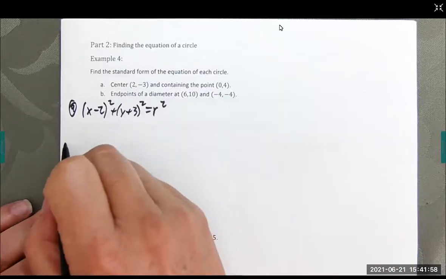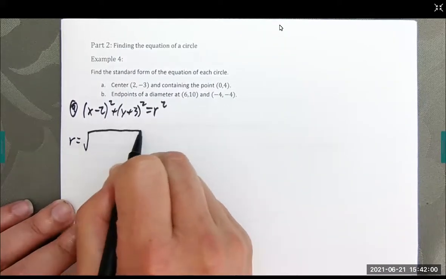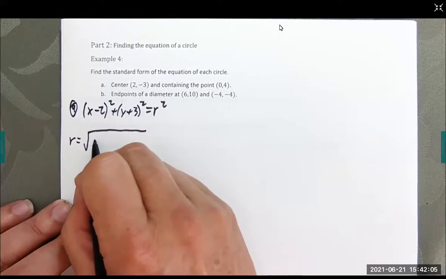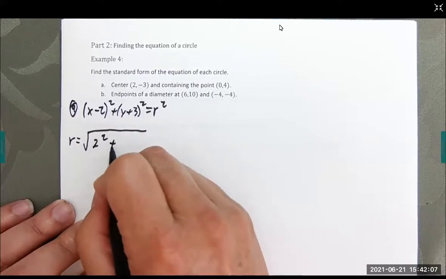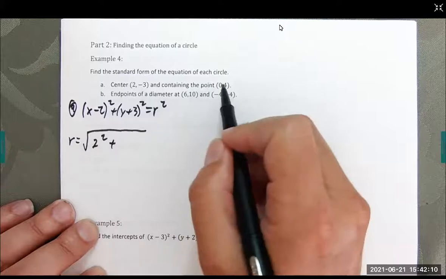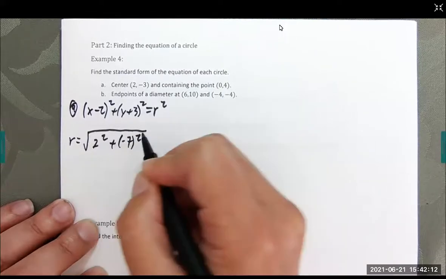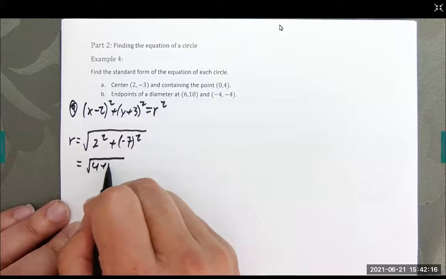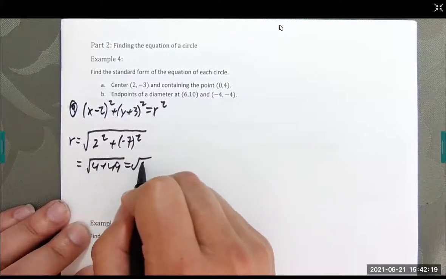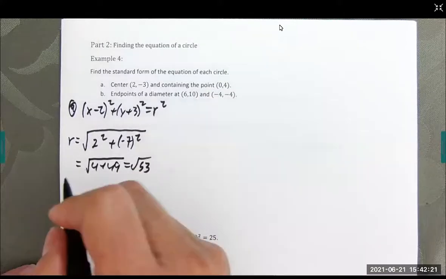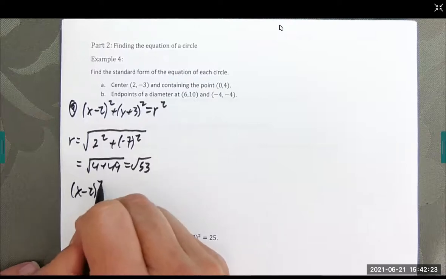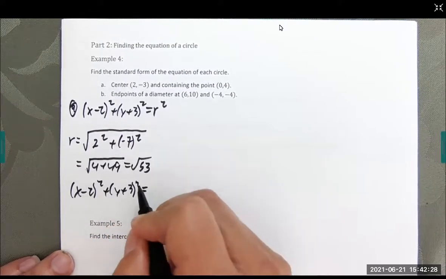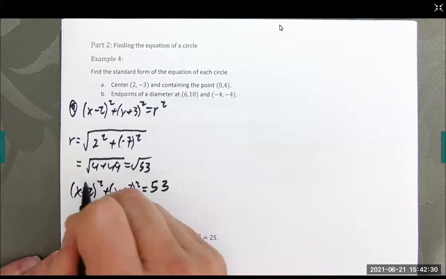So r is going to be, in this case, the square root of change in x's. So it's going to be 2 squared plus change in y's. -3 minus 4 is -7 squared. 4 plus 49 is root 53. So our equation becomes x minus 2 squared plus y plus 3 squared equals that squared. So that's just 53. There it is.